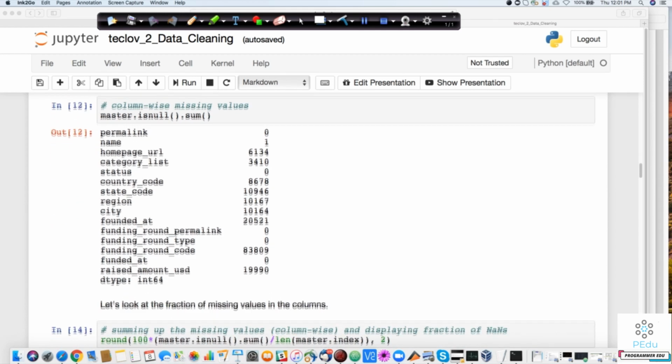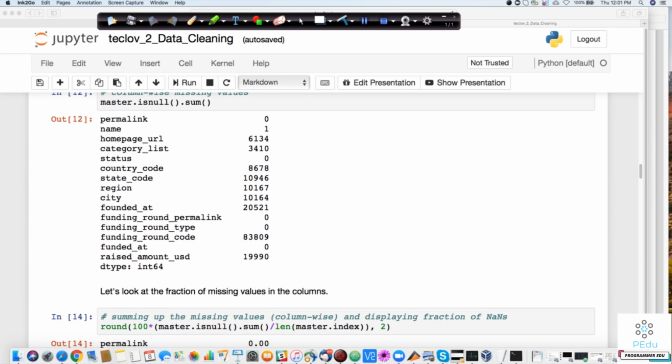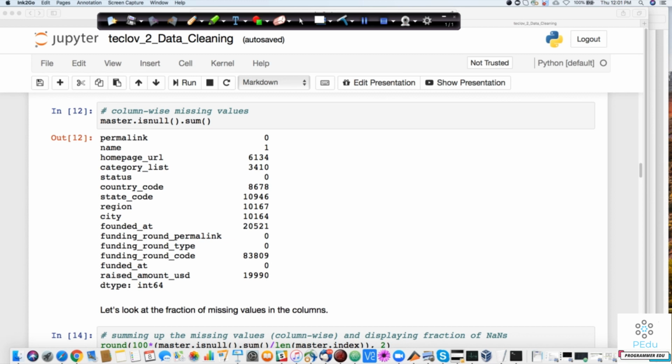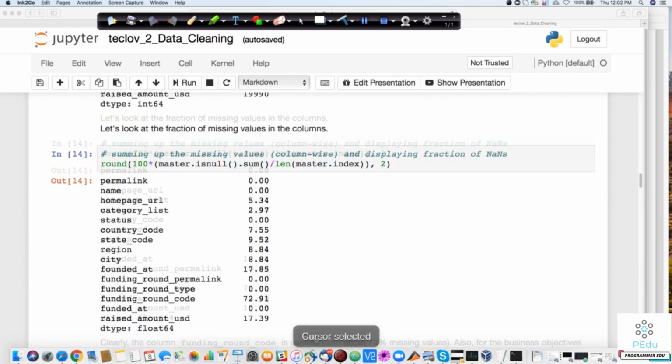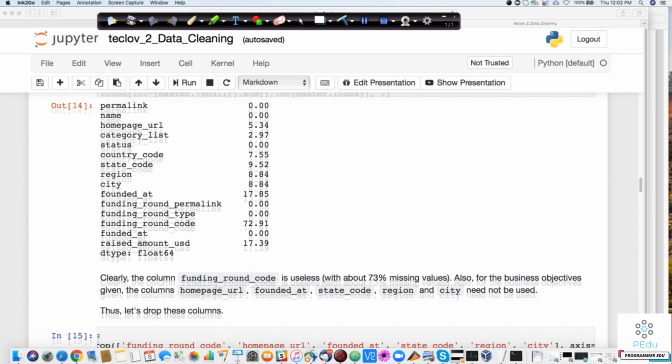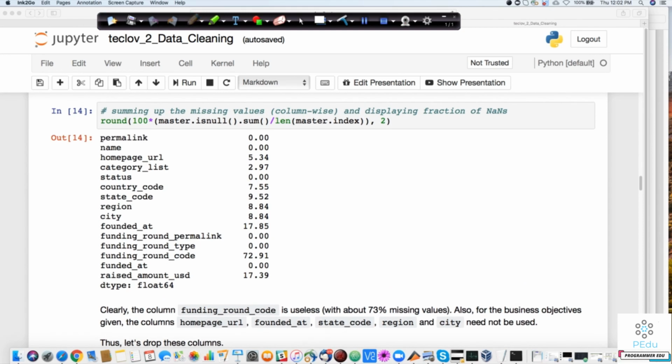Now let's go back to the missing value data. As I said, it will be a good idea to look at the missing data in terms of percentage rather than the raw data. To do this, we can take the missing value sum divided by the total number of indexes present. This will give us the percentage. In this percentage, we can see that this is definitely one of the waste columns here, because almost 72.91%, which is 73% of the data, is not available. So we would like to remove it.